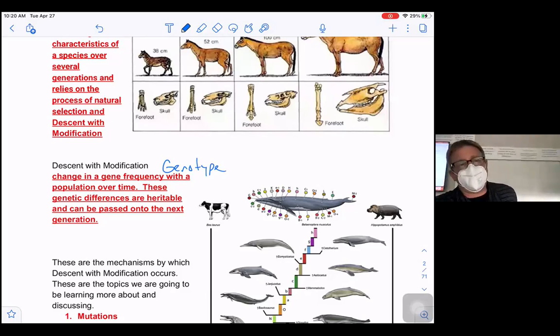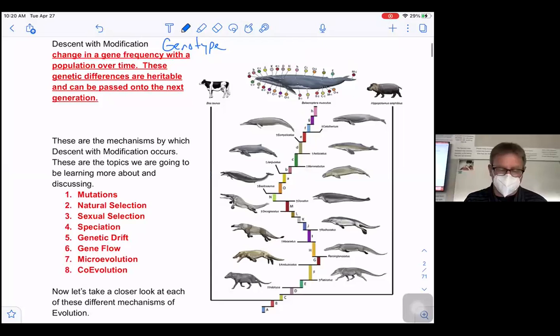We're going to be starting that today by looking at how we modify the genotypes that are being inherited from generation to generation. Our first topic for today is going to be mutations. Then we're going to be getting into natural selection and sexual selection, speciation, and also mimicry and camouflage. We're going to be talking about how those genes can change through the population over time, microevolution and coevolution. So these are the topics that we're going to be covering in our next 10 days in our unit.